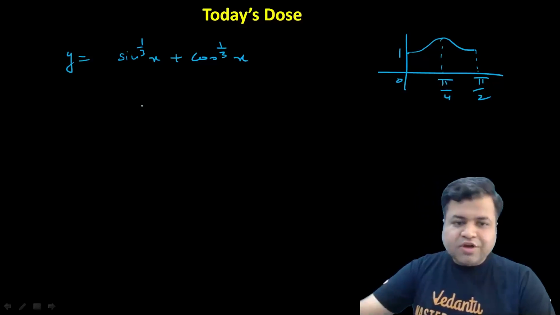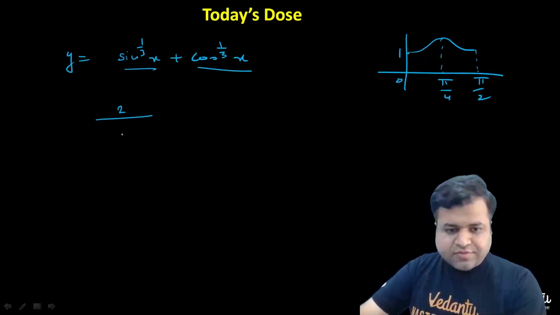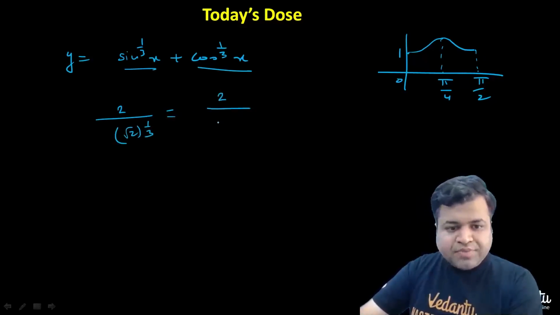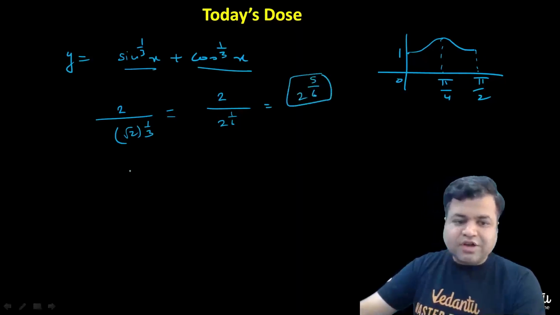So let's calculate the value at pi by 4. These two will be the same, 2 times 1 upon root 2 to the power 1 by 3, which you can say is simply 2 power 1 by 6, that is 2 power 5 by 6. This is the maximum value.